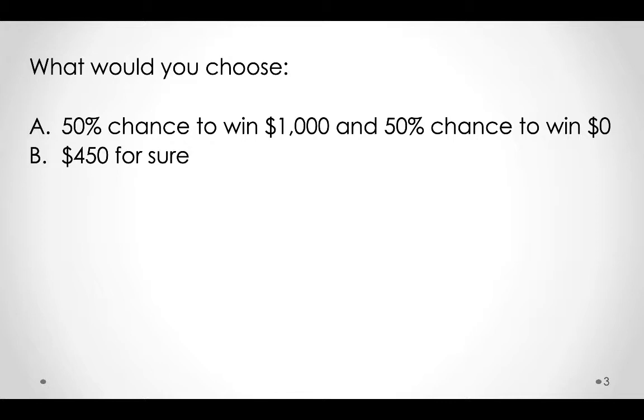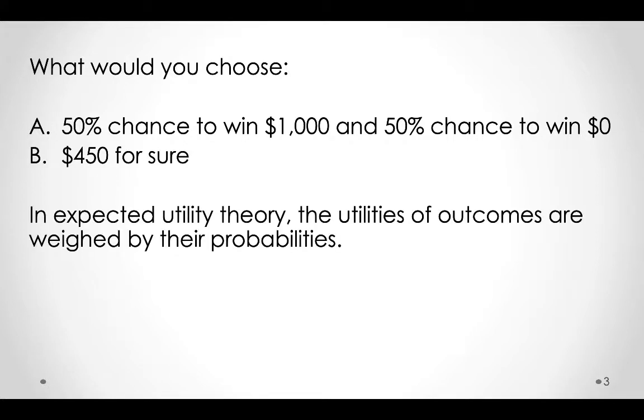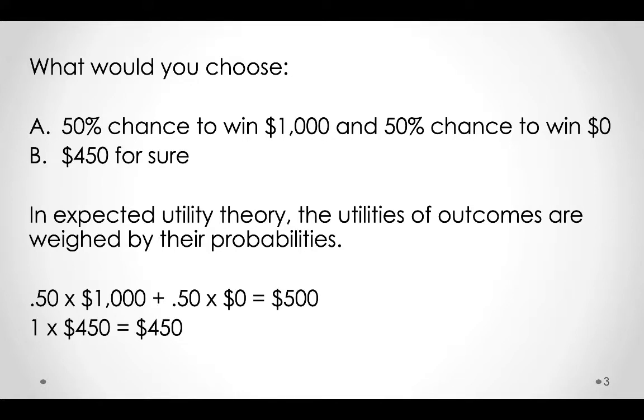Well, economic theory tells you that you should calculate the probabilities of each gamble and choose accordingly. In expected utility theory, the utilities of outcomes are weighted by their probability. So you do something like this: 50% times 1,000 plus 50% times 0 is $500, or in option B, 1 times 450 is 450. So you should choose 500. Is that what you chose? I'm going to wager that you didn't. I'm going to venture and say that you probably chose 450 for sure, a sure gain. Why? Well, we'll see.